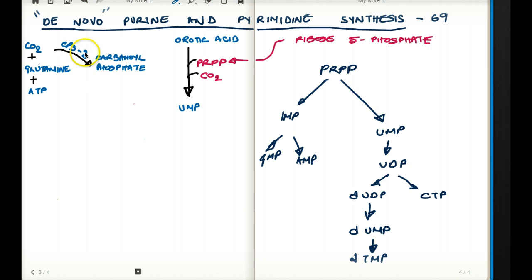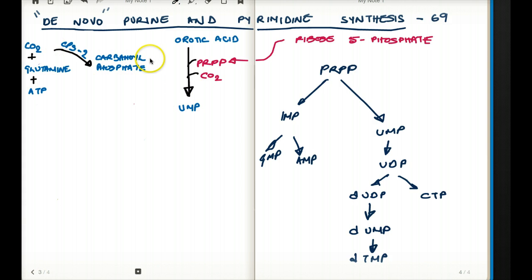So where do we use CPS1? Do you remember? We use CPS1 in our urea cycle when we make carbamyl phosphate using bicarb, ATP, and ammonia. We use CPS1 to make our carbamyl phosphate there as well, right? So this carbamyl phosphate can also shuttle from the urea cycle. But in this de novo pyrimidine synthesis, we're making it from three different substrates here. Carbon dioxide, glutamine, and ATP is making our carbamyl phosphate.